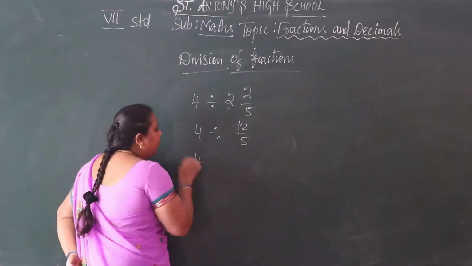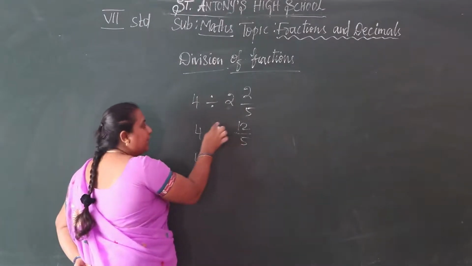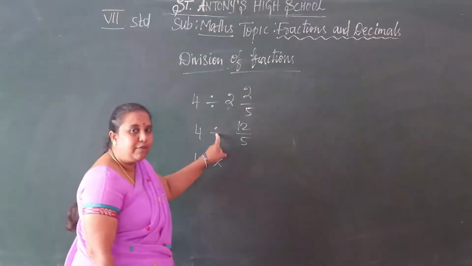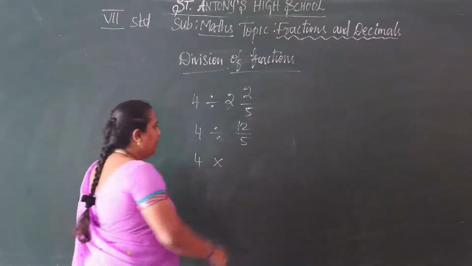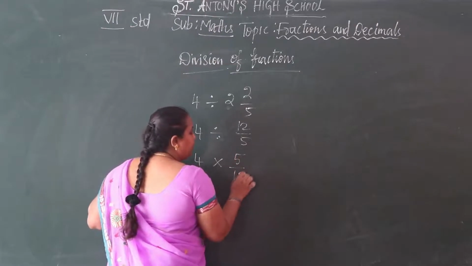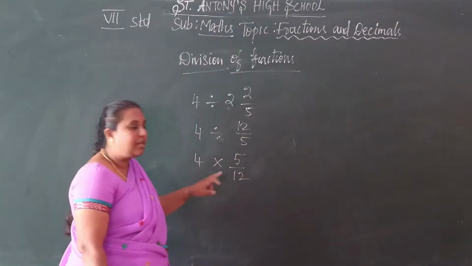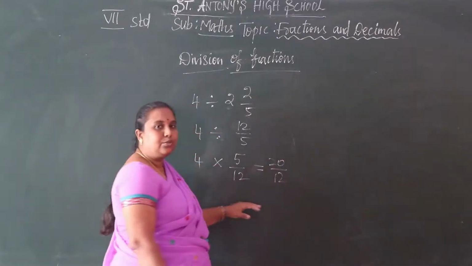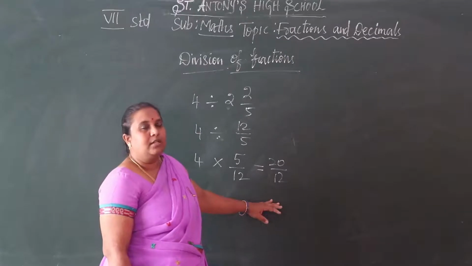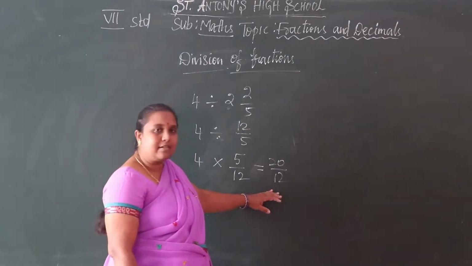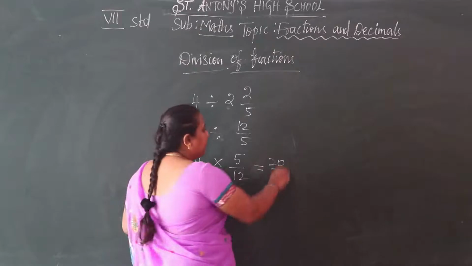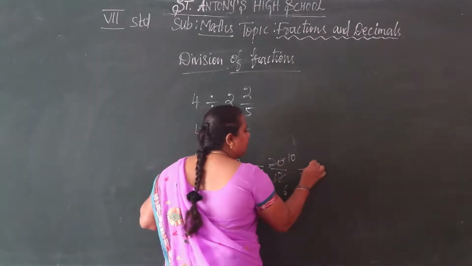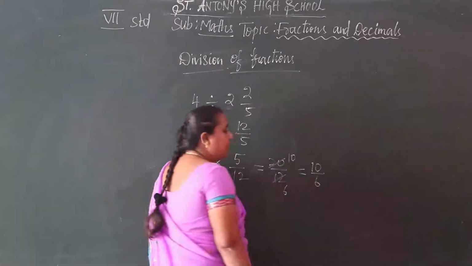While taking the reciprocal of this fraction, you also change the operation. What operation do we change? Division form into multiplication form. Then we write the reciprocal, 5 by 12. So what is the solution here? 4 5s are 20 by 12 is the solution. Here we can cancel by the 2 table: 2 6s are 12 and 2 10s are 20. So 10 by 6 we can write.